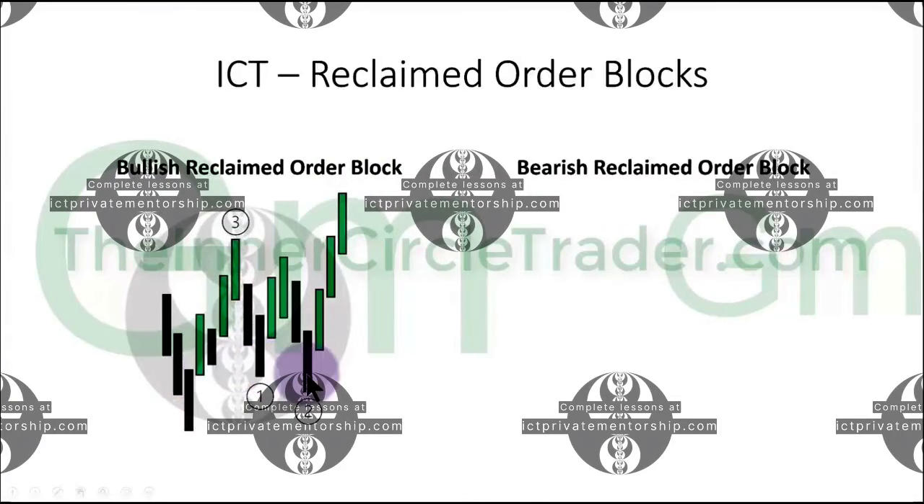Now, for your notes, where this first return in the order block and then where it goes back down into it again for the reclaimed order block, in other words, revisiting an old order block, you only allow that twice, never a third time. But in addition to that, the time from where it first goes into the order block and when it reclaims, there is no time limit. There's no definitive number of candles. There's none of that, okay?